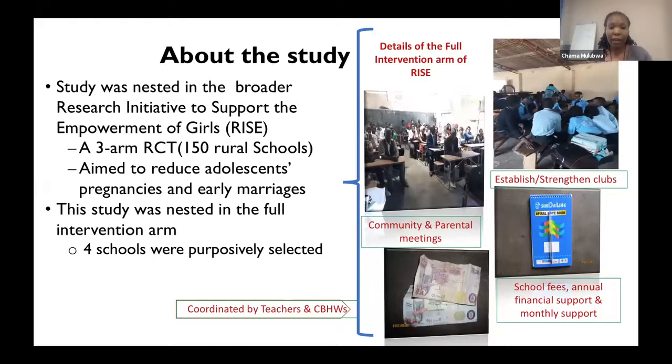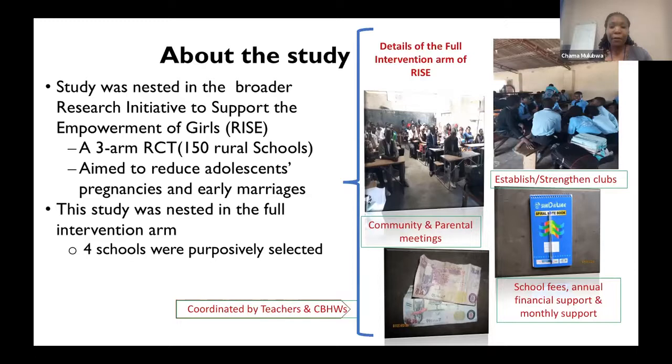Within the schools, they also established or strengthened the existing clubs in which they offered adolescents lessons to improve their sexual reproductive health and rights knowledge. The pupils in these schools also received school fees support, annual financial support going to their parents, and also a monthly support for them to use to buy the needs that they had at school.